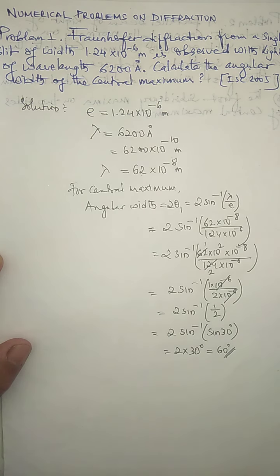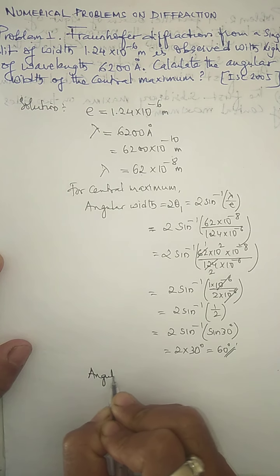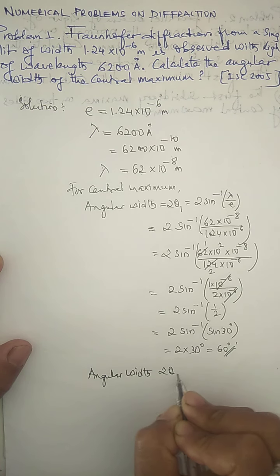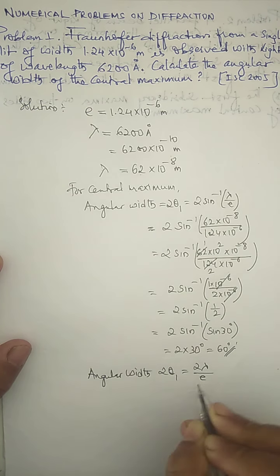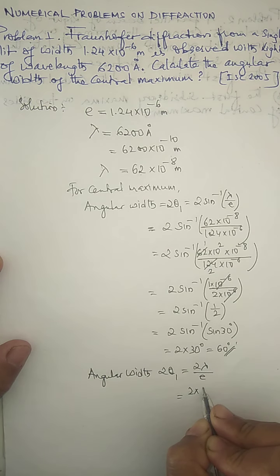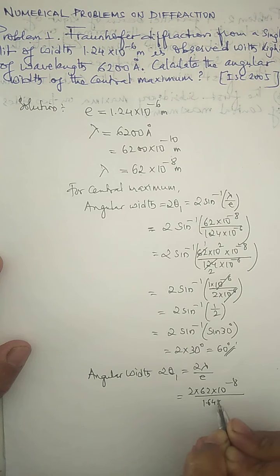So in your examination, if it asks for the angular width without specifying the unit, you can calculate in degree, or we can measure in radian also. In radian, the angular width is simply given by 2 theta 1, and the formula is simply 2 lambda by e. Just we need to use this formula, 2 lambda by e. The value of lambda is 62 × 10^-8, and e is 1.24 × 10^-6.